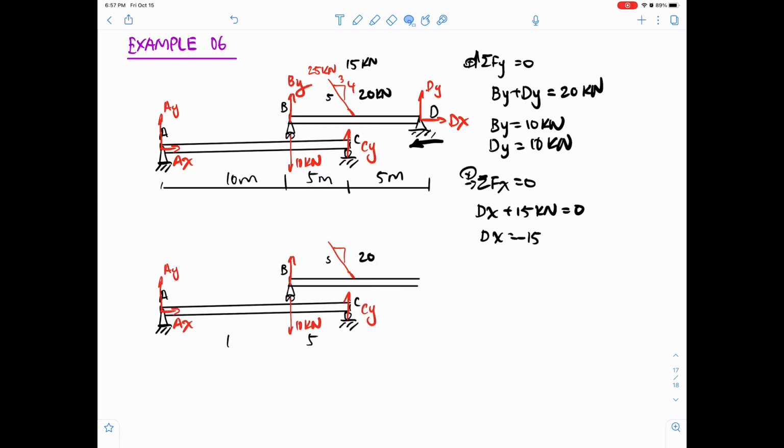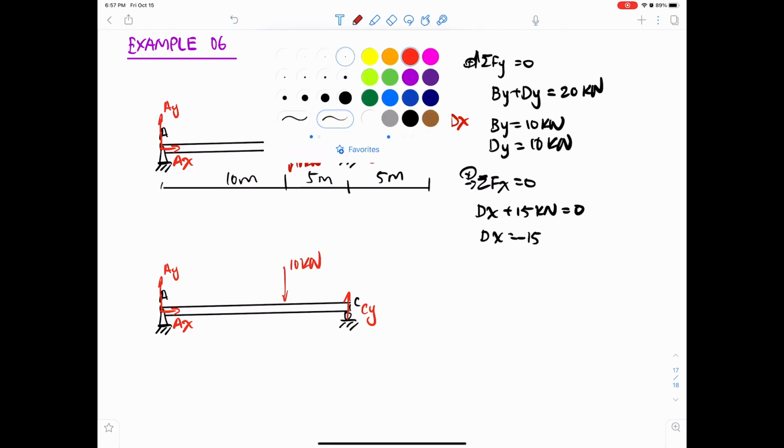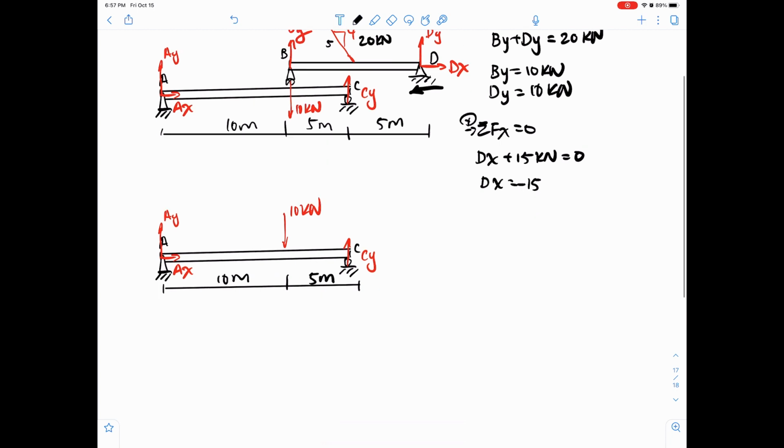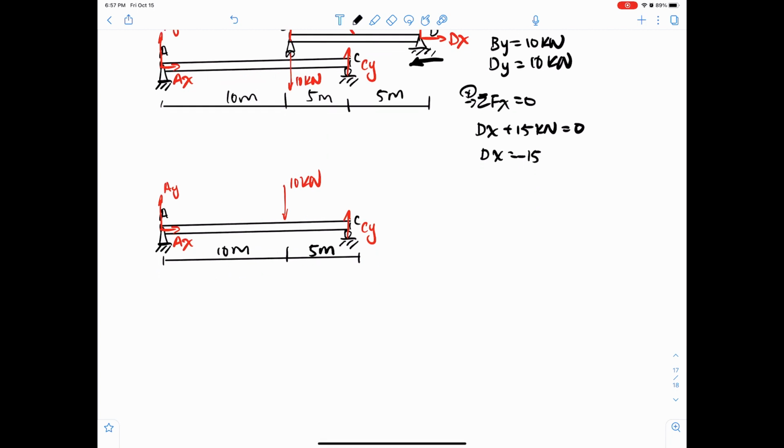Let me copy paste this for your clarity. So we ignore the top, and then we just apply 10 kilonewtons at this point, which is 10 meters from A and 5 meters from C. So now this is very simple to solve. It's just a standard beam problem.